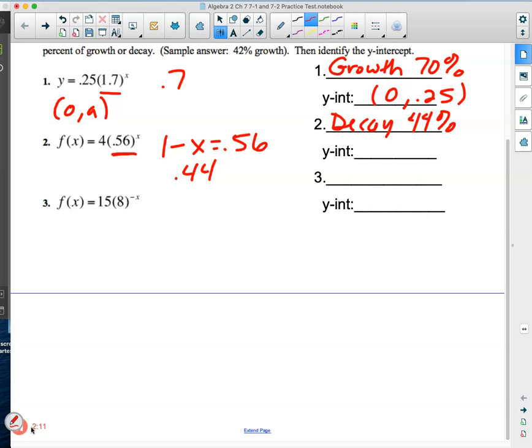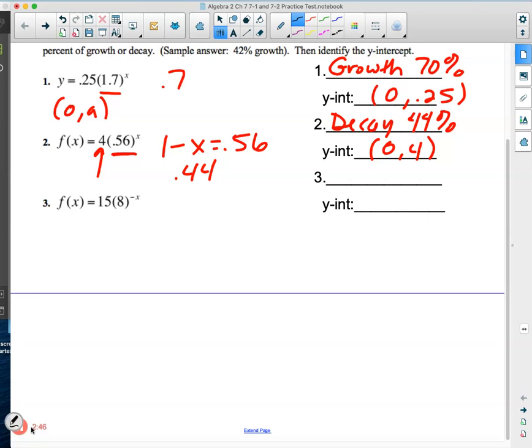The y-intercept is the ordered pair what? (0, 4), because it's (0, a). Number 3 is a trick question. Notice anything weird about number 3? They were hoping we'd miss that. That is not simplified, so we can't tell them growth or decay until we simplify this.